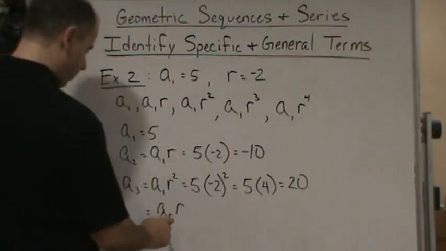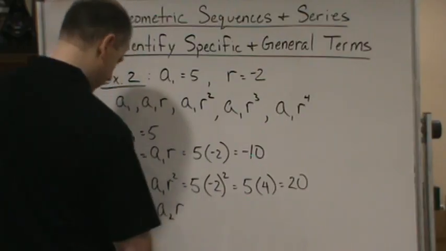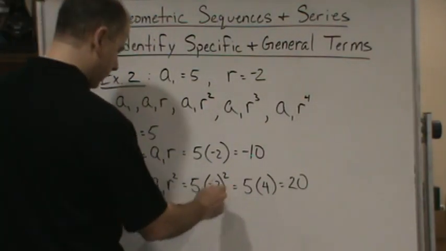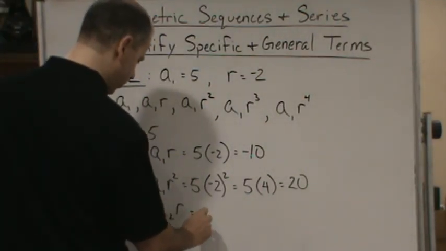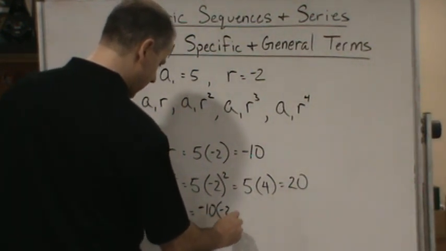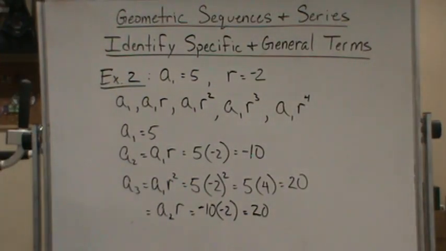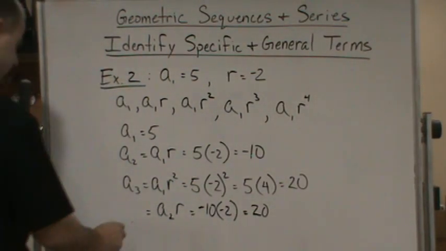So that's A2 times R. So A2 is -10, right? So if we do -10 times R, which is -2, we get the same answer, +20, okay? So then let's go to the next one.